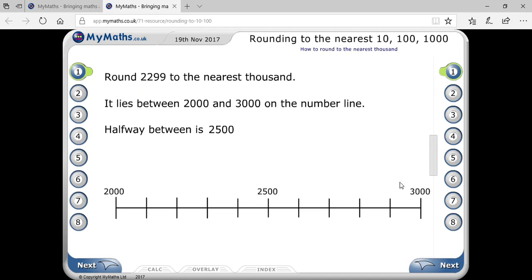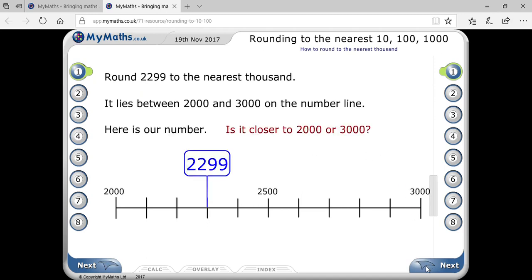Or you can understand it this way: if you mark 2000 and 3000 on a number line, and you mark 2992, it will be a little bit close to 2000. That's why your answer will be 2000.